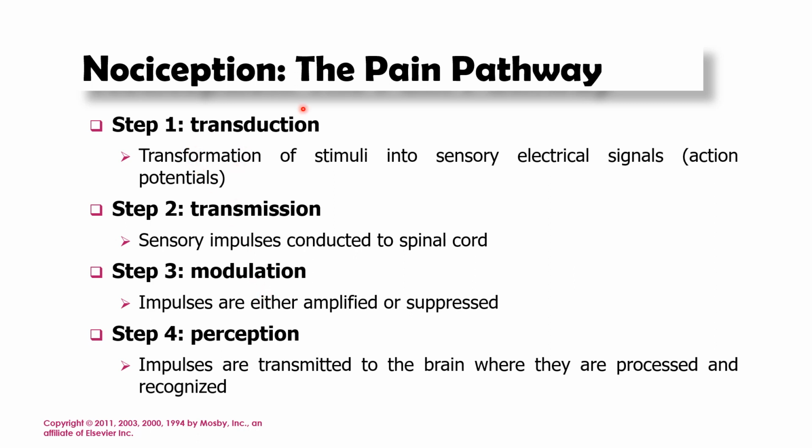In the transduction process, the transformation of the stimuli, particularly noxious stimuli, into sensory electrical signals comes into play. After that, the pain impulse will be transmitted along the spinal cord, from the neurons to the spinal cord, and it will be modulated. So the impulses will be either amplified or suppressed. And again, we have the perception wherein the impulses are transmitted to the brain where they are processed and recognized.